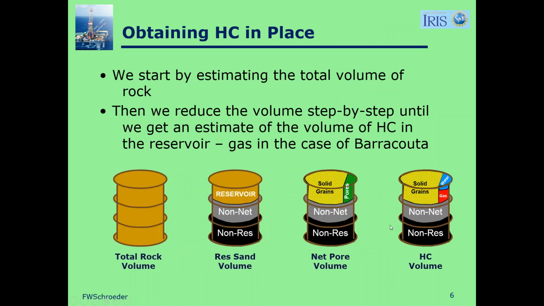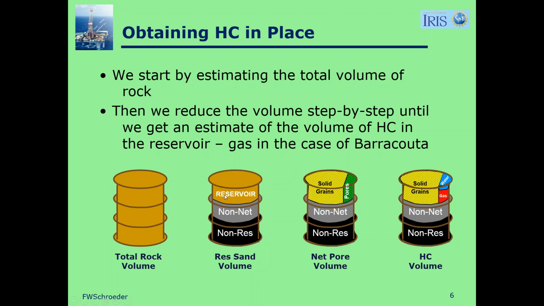So this is a pictorial outline. We start by estimating the total rock volume, and I'm using a barrel of oil here as an icon. We take that total, and then we have to decide what is reservoir quality, what is non-reservoir quality, and what is not a reservoir at all.